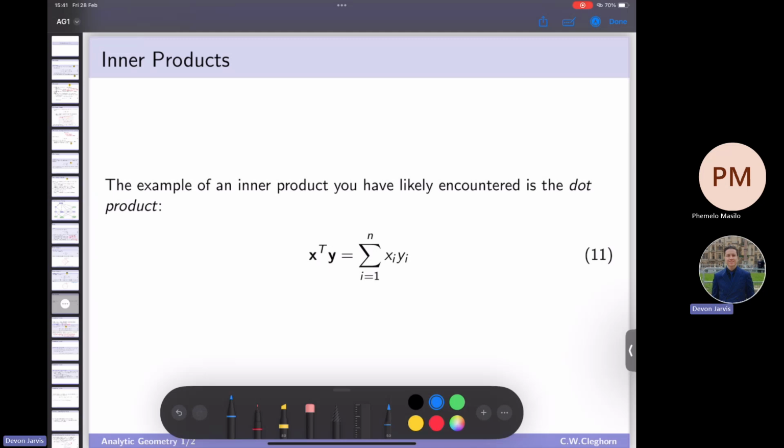So the example of an inner product you have likely encountered is the dot product. Okay, so that's in this case where if I have two vectors x and y, then all I'm going to do is take the first element of my vector on the left, multiply it with the first element of my vector on the right, and then sum up those products of all the matching elements. Okay, so it's the ith element of x times the ith element of y, and then you sum that all up. Okay, that gives you a scalar.